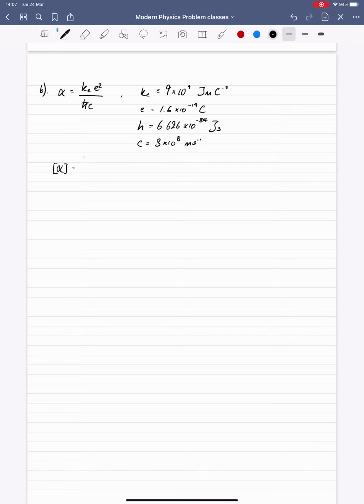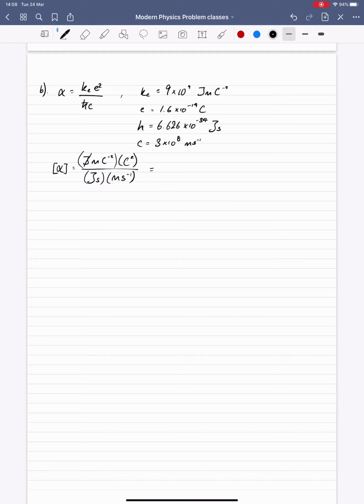k has units of joule meters per coulomb squared. e squared has units of coulombs squared. h has units of joule seconds, and c has units of meters per second. Right, so what does that equate to? What does that cancel down to?